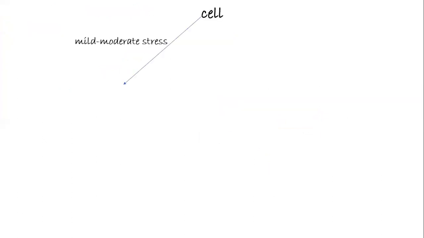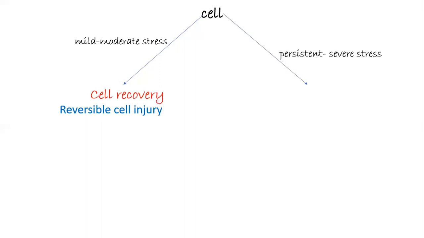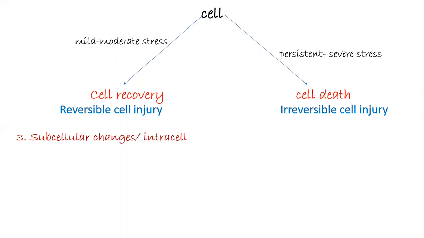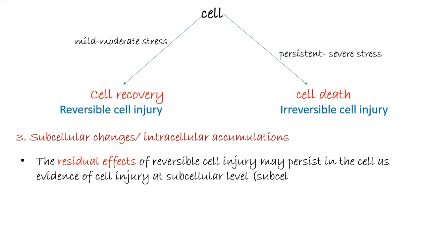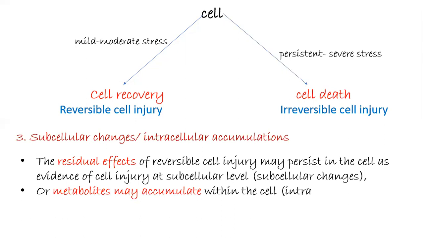Whenever the cell undergoes mild to moderate stress, it can recover. So this type of injury is said to be reversible cell injury. When the cell undergoes persistent severe stress, at that time it leads to cell death, and this is called irreversible cell injury. The third response is subcellular changes or intracellular accumulations. The residual effect of reversible cell injury may persist in the cell as evidence of cell injury at subcellular level, that is subcellular changes, or metabolites may accumulate within the cell. This is called intracellular accumulations.